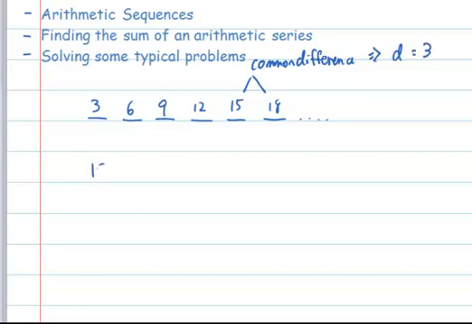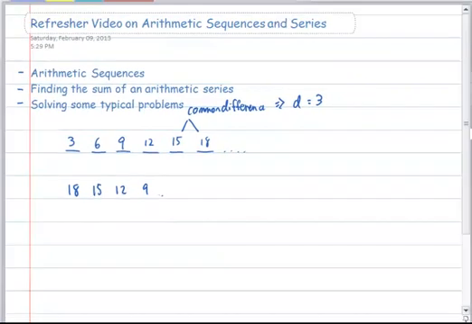Now sometimes we could have a sequence that goes down. So 18, 15, 12, 9, and so on. The common difference value here would equal negative 3. So a positive d value means you're going up in value, a negative d value means you're going down.